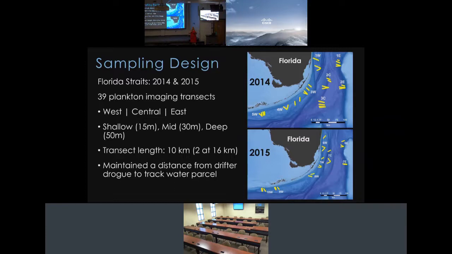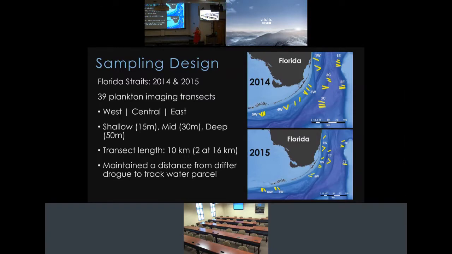So to look at scales of patchiness in plankton in different horizontal, vertical, and temporal frameworks, we sampled the system during two different years. We had transects in the west, central, and east to look at that spatial framework question. We also sampled within each of those areas at a few different depth strata. In 2014, we did three depth strata: shallow, mid, and deep. Then in 2015, we only did the shallow and the mid due to logistical constraints.